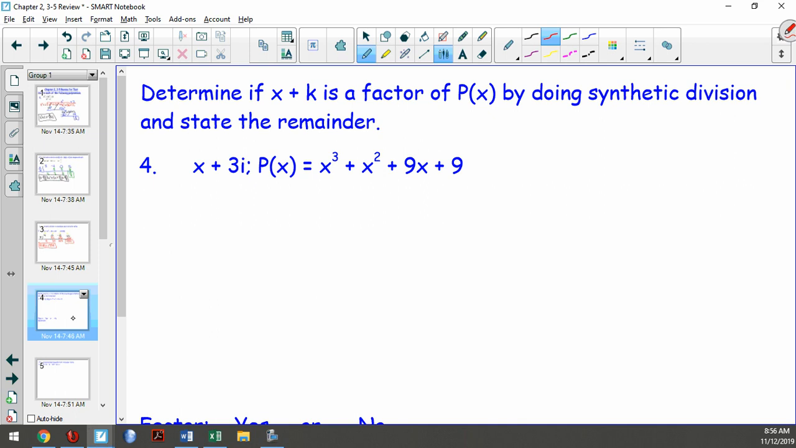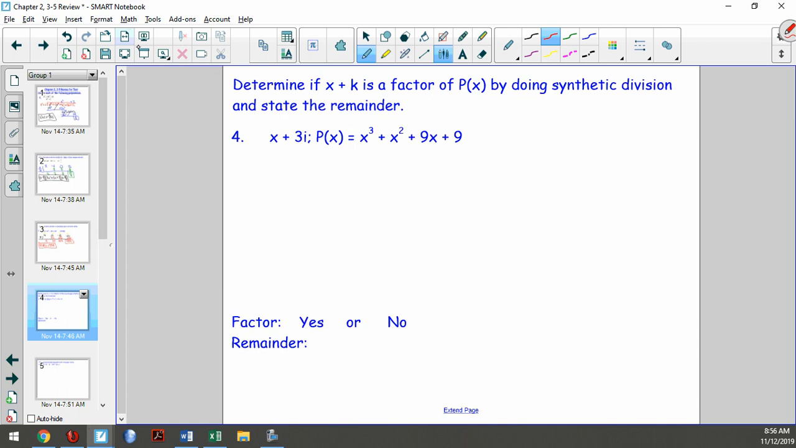Okay, the next thing. This will say determine if x plus k is a factor of p of x. So circle yes or no, it's a factor, then by doing synthetic division, and then state the remainder. So what do you have to do on this problem? You have to do synthetic division.